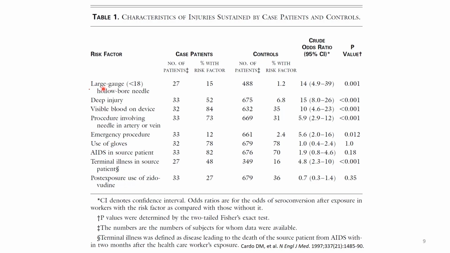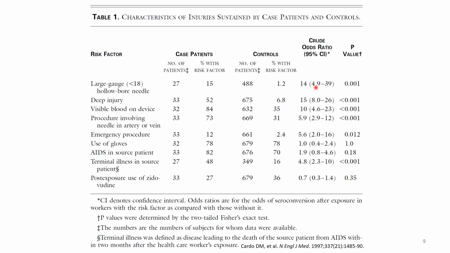So in the first row, they're looking at the size of the needle, and then they're giving you the odds ratio. So you can see if they poke themselves with a large needle, the odds were actually 14, and it was statistically significant.